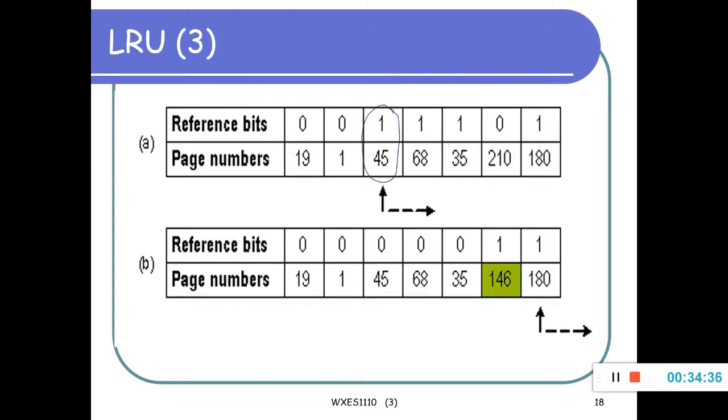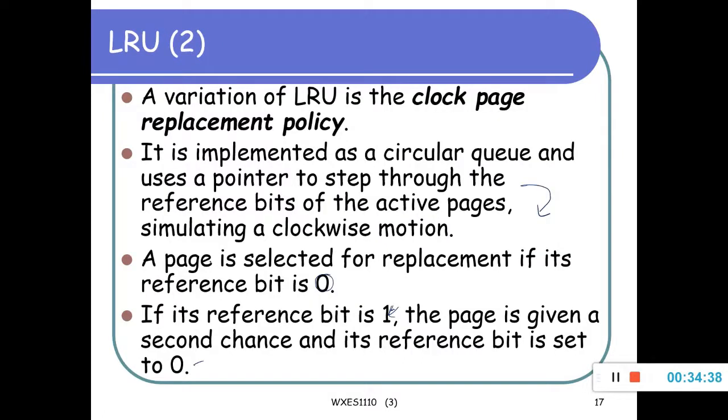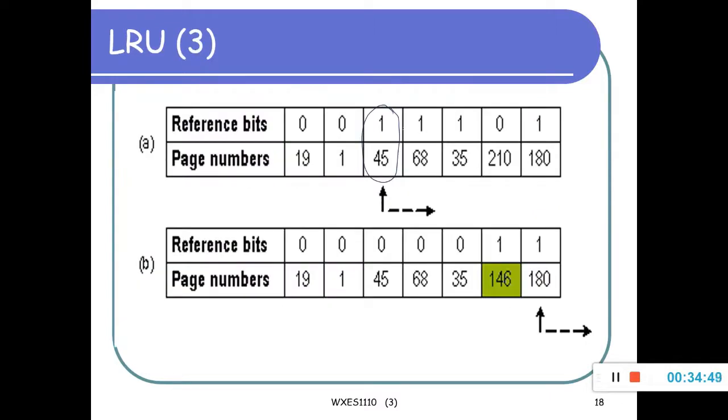So if you look at this, if the reference bit is 1, the page is given a second chance and the reference bit is set to 0. A page is selected if the reference bit is 0. So since this is 1, you have to change it to 0. Then you look for the next one. This one is 1, you have to change it to 0. Again, this is 1, you have to change it to 0.